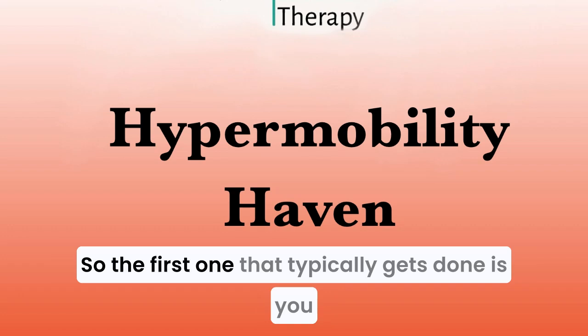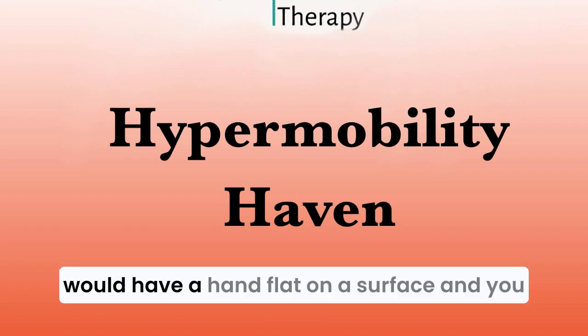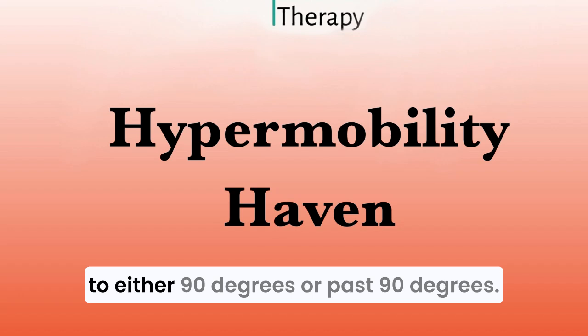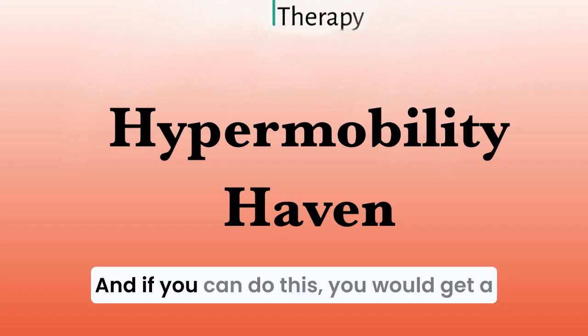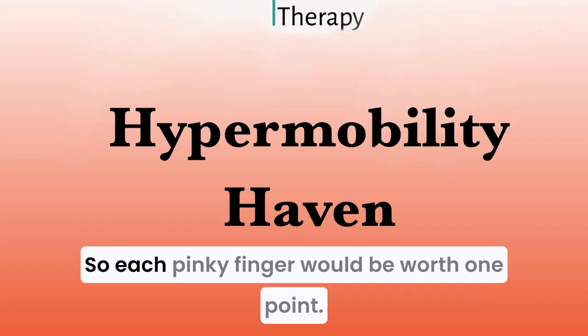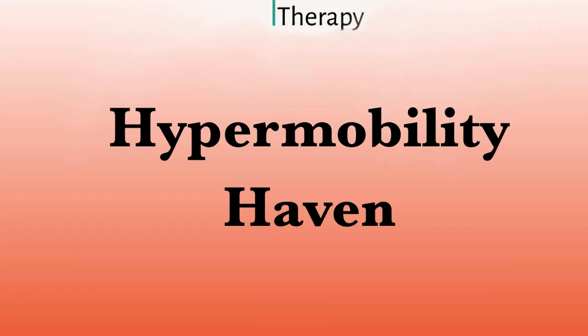So the first one that typically gets done is you would have a hand flat on a surface, and you would see if you can lift your pinky finger up to either 90 degrees or past 90 degrees. And if you can do this, you would get a point for each hand you can do it on. So each pinky finger would be worth 1 point.